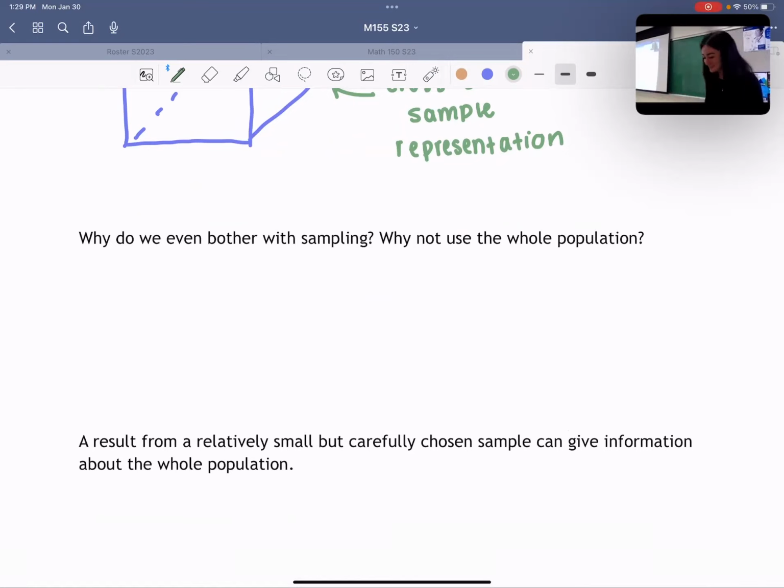Takes too long, right? It takes a lot of time. I'm going to write time consuming. It really does take a lot of time to go to every single student in the whole school and ask them the same question. Any other ideas why we don't just sample the entire population? What if my population was the entire world and I wanted to ask every single person a question? What problems would arise there other than time? Oh, language barriers, right? So there's a lot of language barriers.